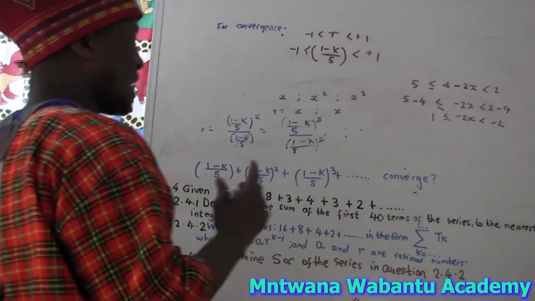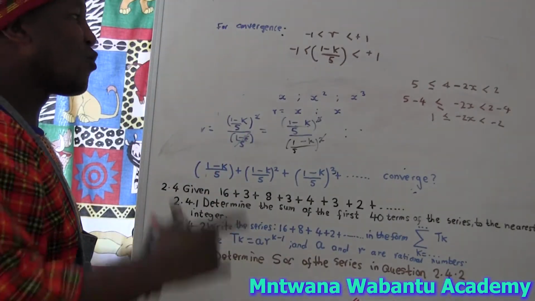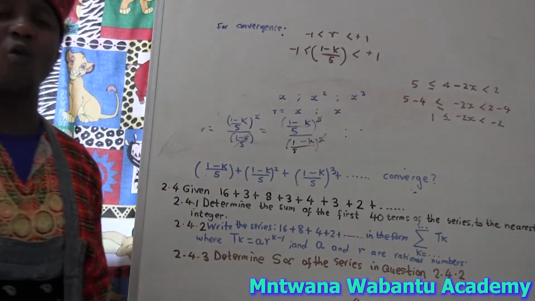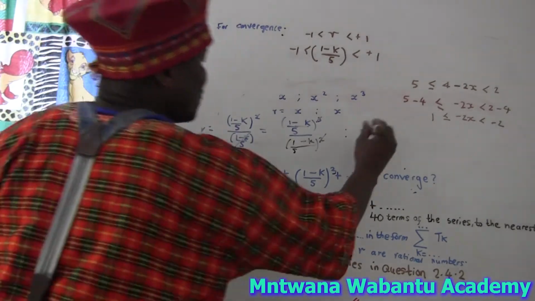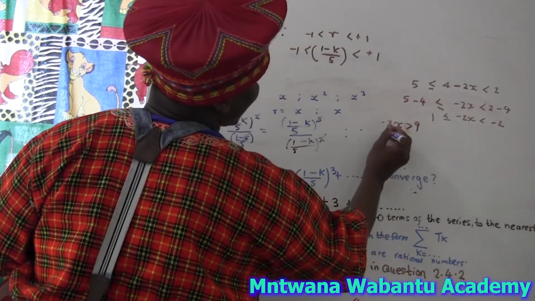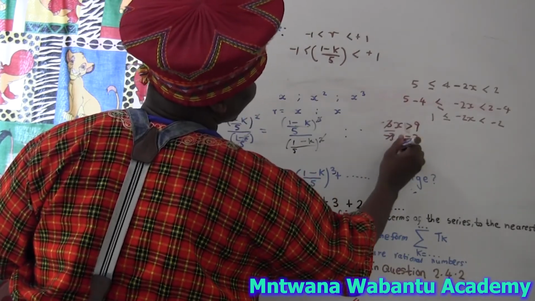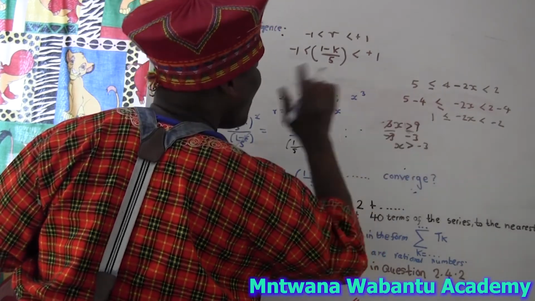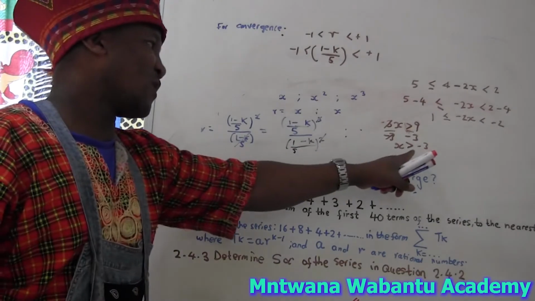So you see, I want to get x. Remember, in inequality, whenever you divide by a negative, the direction of the inequality changes. If you have negative 3x greater than 9, and you divide by negative 3, this and this cancel, so x is going to be less than. Only when you divide by a negative does the direction of the inequality change.